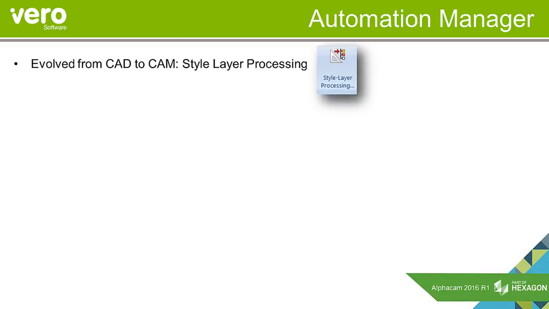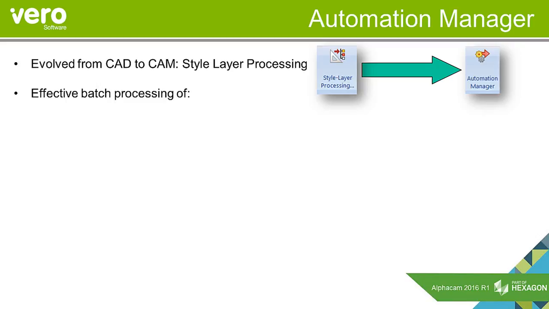Automation Manager is basically an evolution of the CAD to CAM style layer processing command. It has many of the same features, but basically it is now becoming a much more comprehensive product with many more features, and will be extended further as the product moves forward.